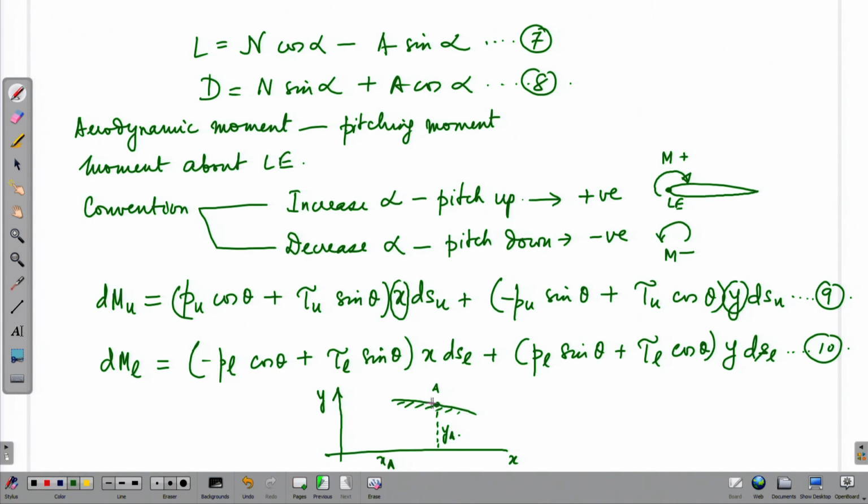When you are calculating the elemental moment which acts due to the pressure and shear stress distribution on that small element d s centered about point A, then you are going to use these coordinates as the moment arms here. Likewise, it is done for all remaining elements on the airfoil surface and then the total effect is integrated in order to get the total moment.